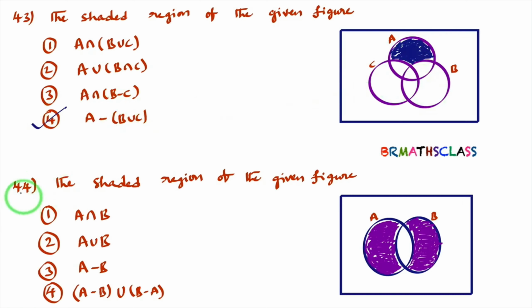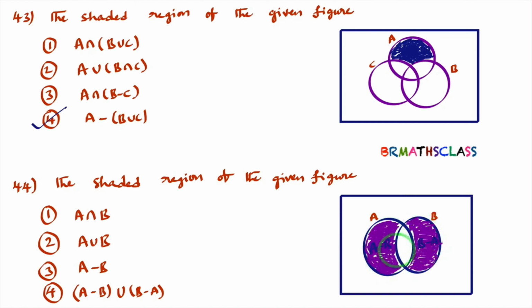Now you see question number 44. The shaded region of the given figure. You observe the shaded part. You see this part. We already discussed this earlier. What is the shaded part? The shaded part is A minus B. A minus B means what? A but not B. What about this part? Similarly, this is only B. That means B but not A. You can understand this. See, this shaded part is A minus B. This shaded part is B minus A.